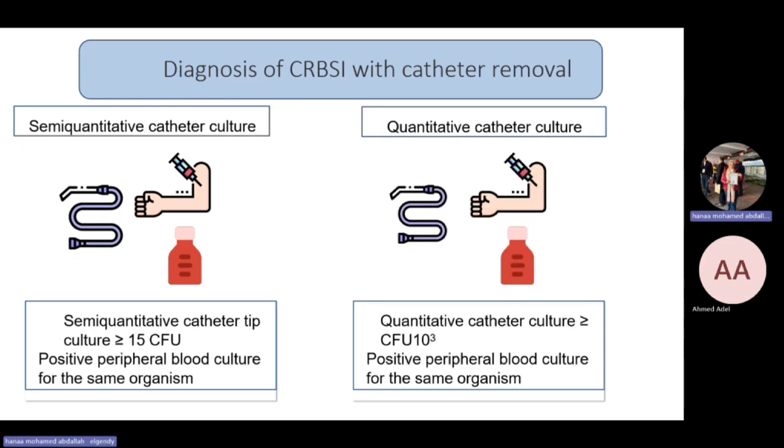Okay, so to diagnose a CRBSI with catheter removal, it's very simple. We have the semi-quantitative catheter culture, taking the catheter tip for culture. If it's more than 15 colony forming units, with positive peripheral blood culture for the same organism, we confirm the diagnosis. Or quantitative catheter culture: if we have the catheter tip culture with colony forming units more than 10 to the power of 3, and there's positive peripheral blood culture for the same.